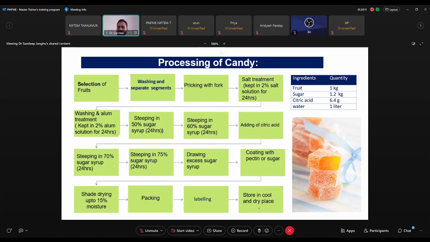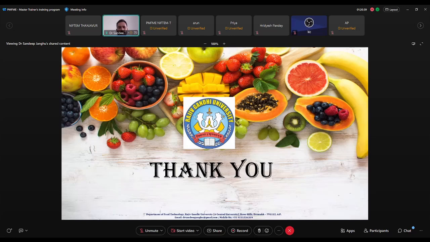After draining out the excess of the syrup, we coat it. Sometimes we do shade drying to bring down the moisture content, and then we coat it with pectin or powdered sugar to minimize the stickiness of the surface. And after packing and labeling, it can be sent to the market for selling.